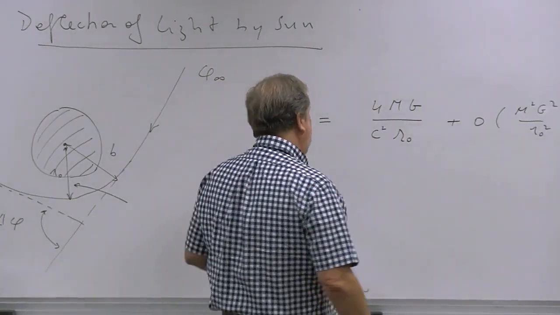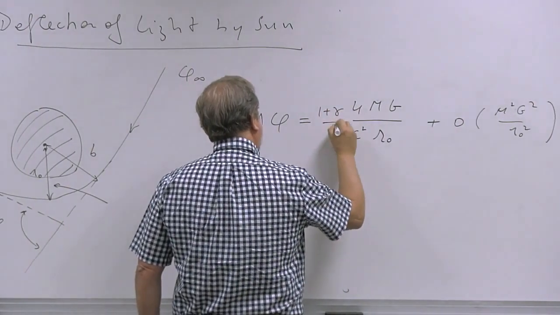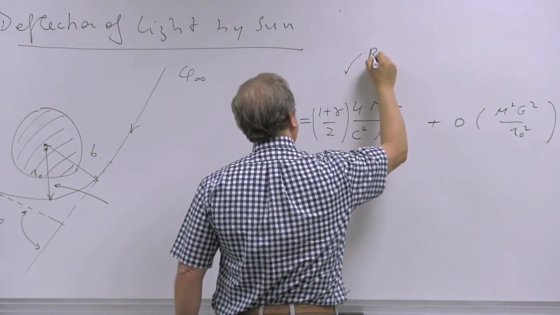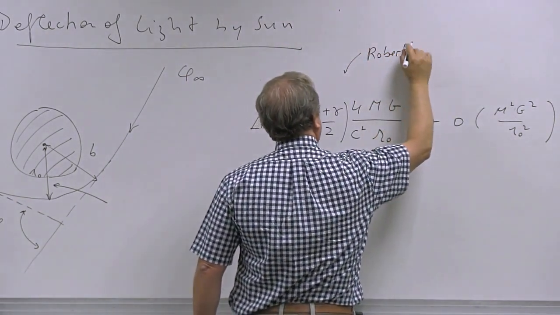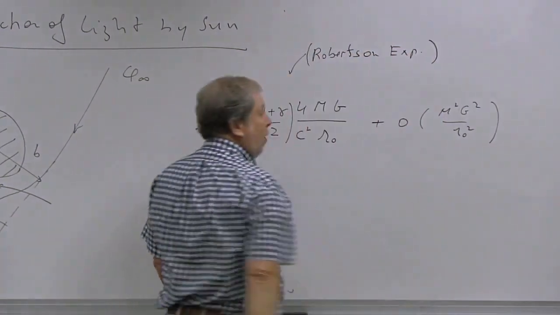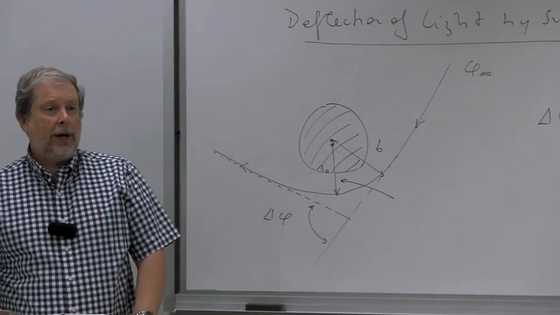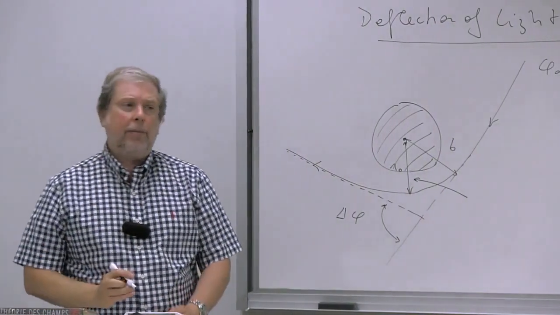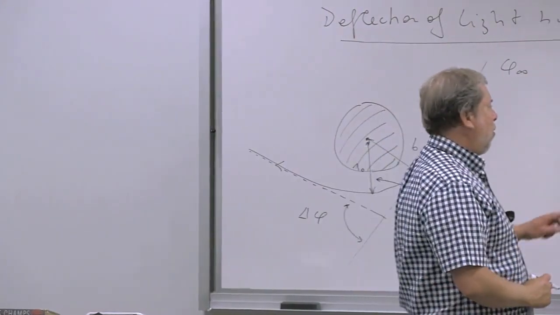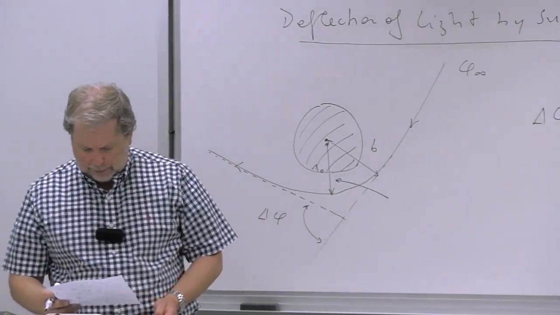Now, if you do have this Robertson expansion, then there's going to be a coefficient in front, which is 1 plus gamma divided by 2. That is kind of interesting because it tells us that the deflection of light by the sun is sensitive to gamma only. If you remember, the precession of perihelion of Mercury was sensitive to 2 of those Robertson parameters, but here we have just 1. So the deflection of light is a direct measurement of gamma.